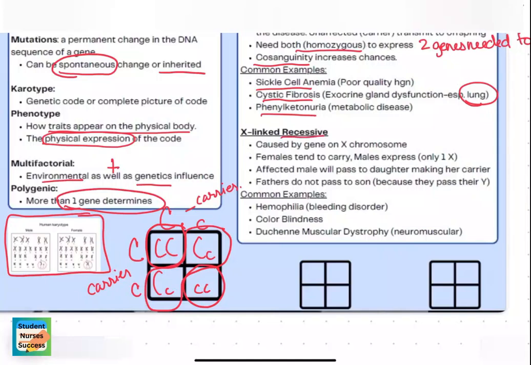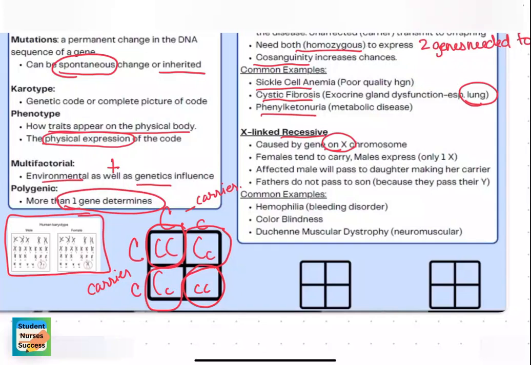So it's recessive, and so there is no dominance. If you have a secondary gene that would counteract it, you would not express the disorder. But in X-linked recessive, it is caused by a gene on the X chromosome. We're not going to talk about Y-linked recessive disorders.